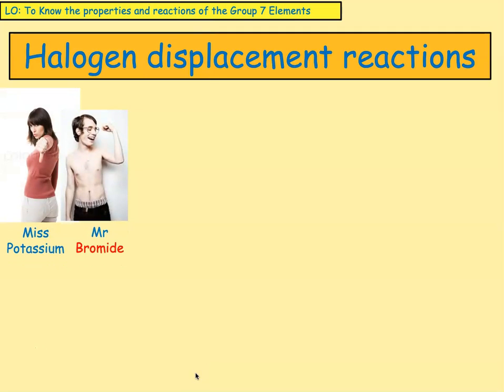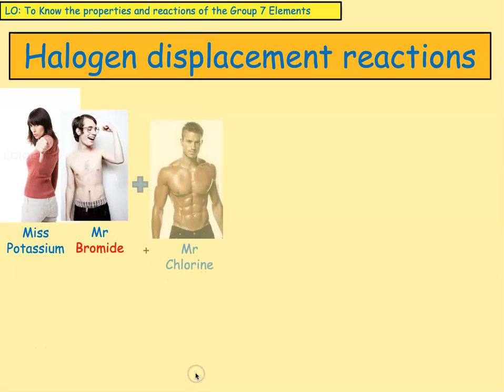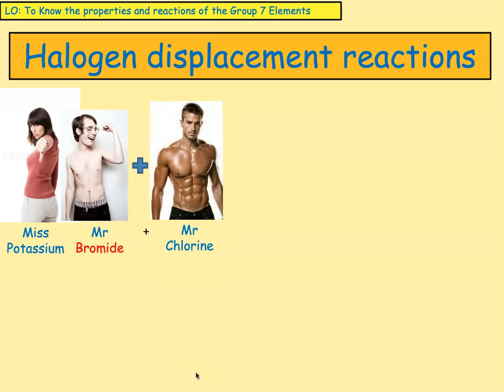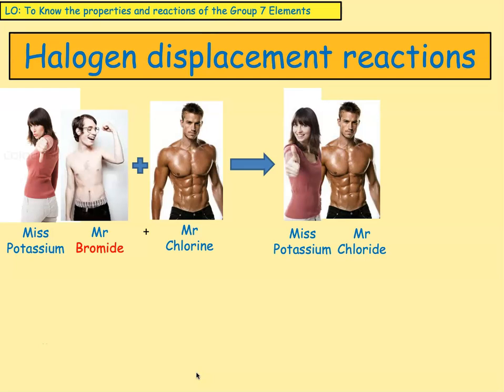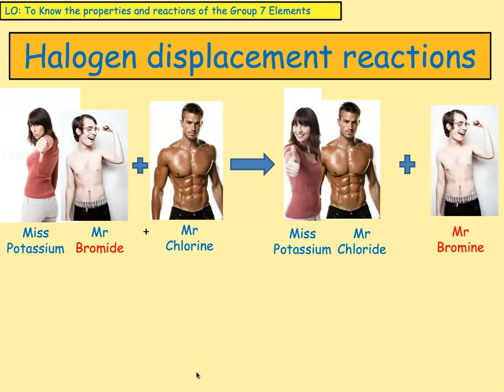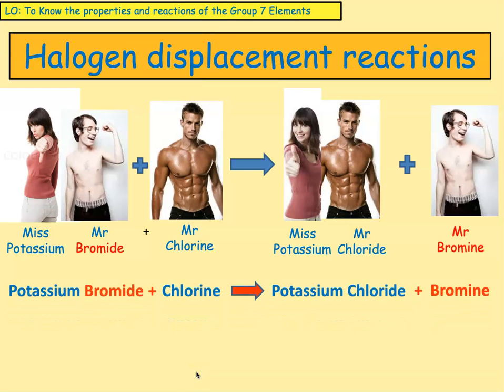Okay, so let's look at an analogy again. Miss Potassium is going to a party with Mr. Bromide. And Mr. Chlorine comes along. Who do you think Miss Potassium is going to couple up with? Like in a Love Island analogy. Yes, because Mr. Chlorine is more reactive, Miss Potassium will form a compound with Mr. Chloride and Mr. Bromine is displaced. So here's our reaction. Potassium bromide plus chlorine will give you potassium chloride plus bromine.